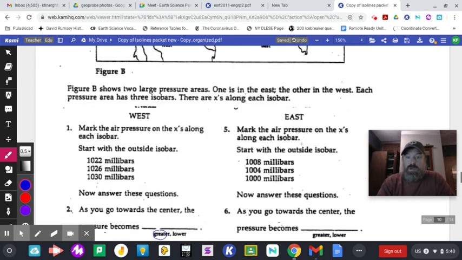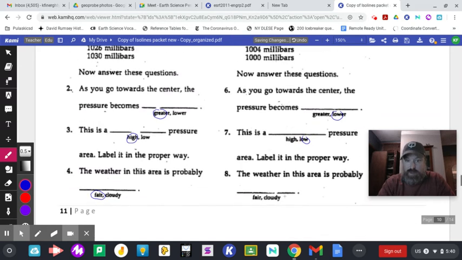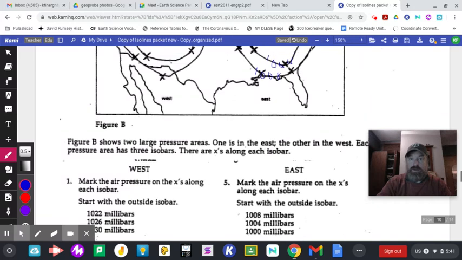There's a low, because as you go towards the center, the pressure becomes lower. Therefore, this is a low pressure system. We already labeled it in the proper way. Low and lousy is the little rhyme to help you remember. And again, that's not my focus today. Figuring out how to draw isolines is.